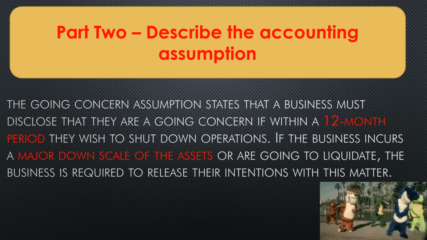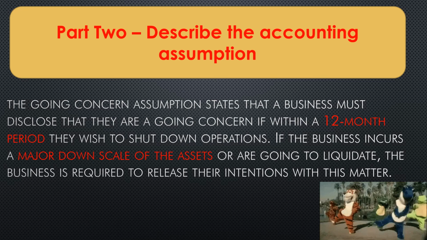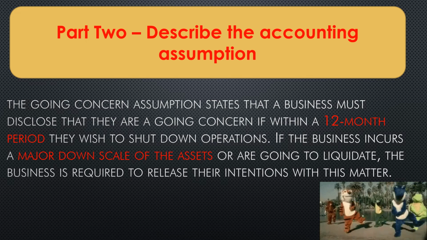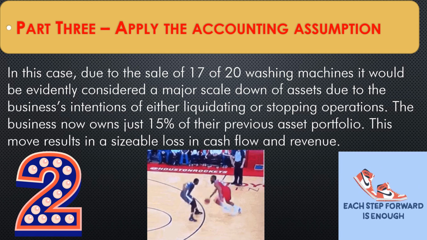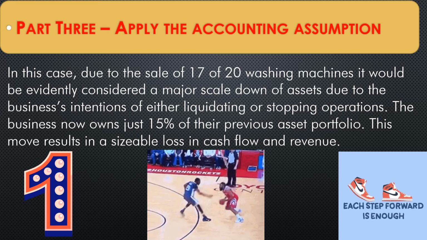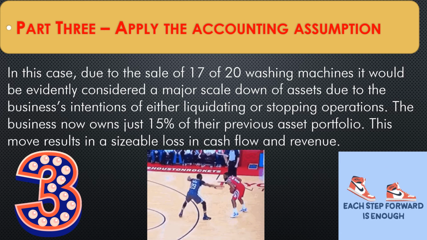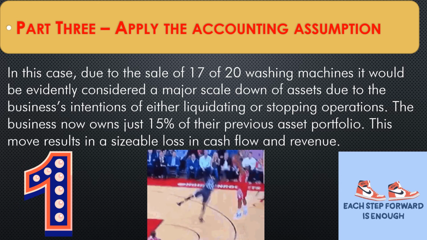So in other words, if any of these cases occur within a 12-month period, they must release a statement to the financial investors that they are going to be a going concern, and as such may be at risk of shutting down altogether. Part 3 is to apply the accounting assumption. So in this case, due to the sale of the 17 out of 20 washing machines, it would be considered a major scale down of assets.